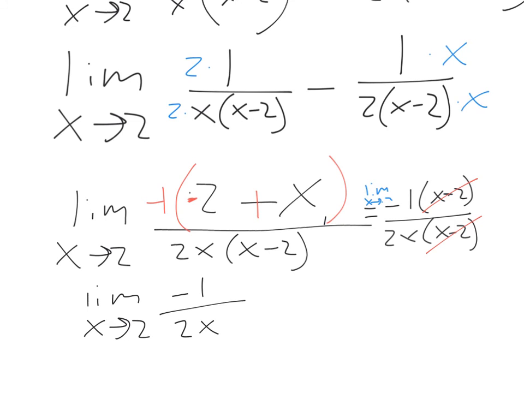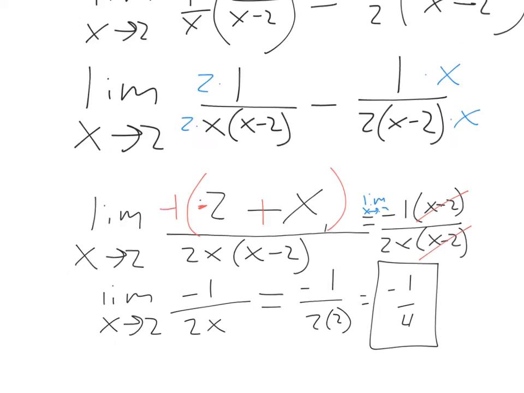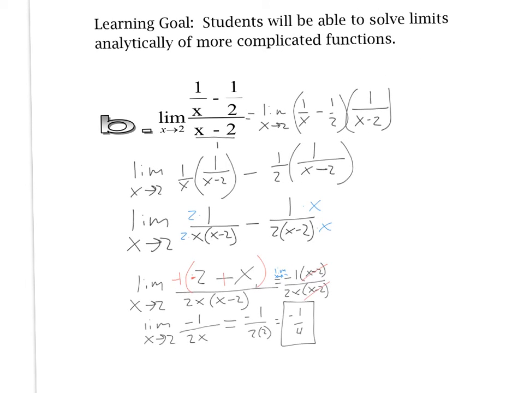And now you absolutely can just do direct substitution. You get negative 1 over 2 times 2, which is negative 1. Fun problem, right? A lot of cool, tricky little things to do there. It's a little bit of a challenge, but it's fun.